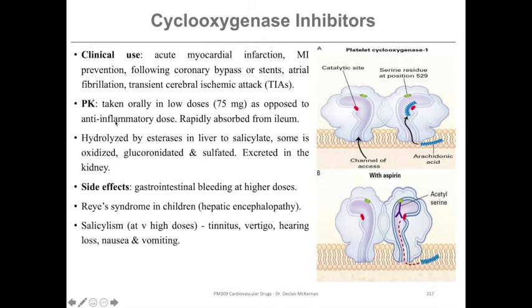The side effects include gastrointestinal bleeding at higher doses, as if you remember, prostaglandins can provide mucosal protection, usually by the secretion of mucus and the inhibition of acid secretion. It can also cause Reye's syndrome in children, which is a form of hepatic encephalopathy, and salicylism at very high doses, where you can also get tinnitus, vertigo, hearing loss, nausea, and vomiting.